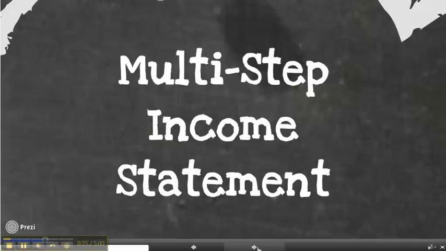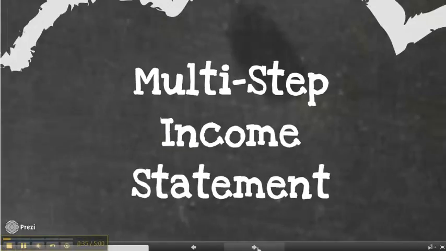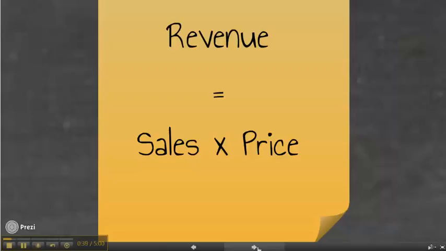And revenue equals sales multiplied by the price. Now the sale can equal any service or good provided, and the price can be a set price or an hourly rate. Pretty straightforward there. Revenue also includes any sales discounts.